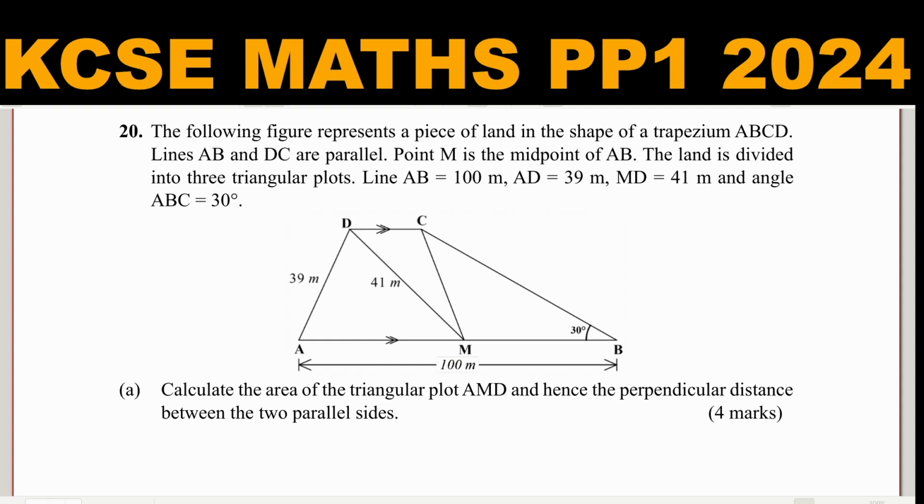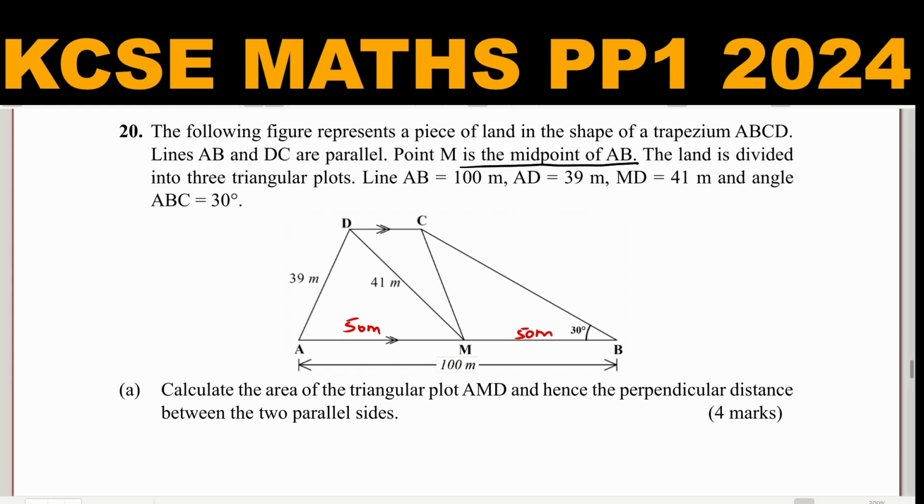Part A, calculate the area of the triangular plot AMD and hence the perpendicular distance between the 2 parallel lines. So you're supposed to get the area of this plot AMD. We have M as the midpoint of AB. That means if AB is 100 meters and M is the midpoint of that line, this one is 50 meters and this one is 50 meters.